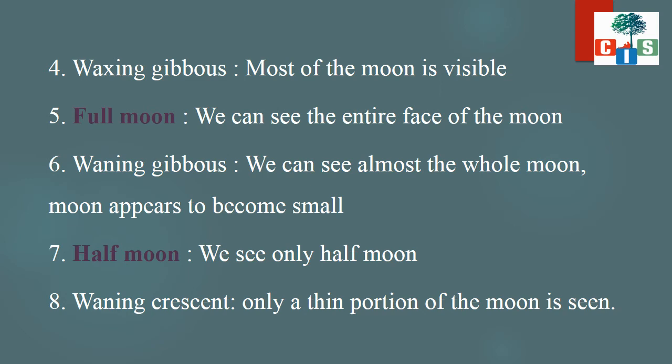So scholars, while revolving around the Earth, the moon receives light, and how much of the moon receives light and is visible from the Earth, on that basis only there are these 8 phases of the moon.